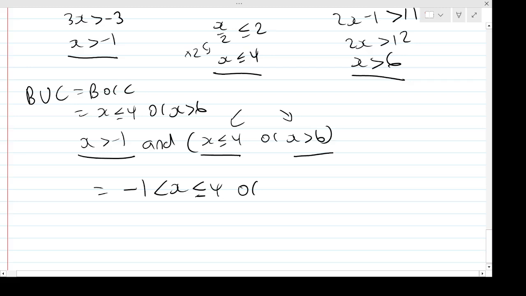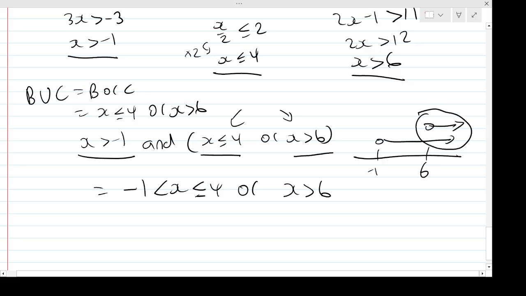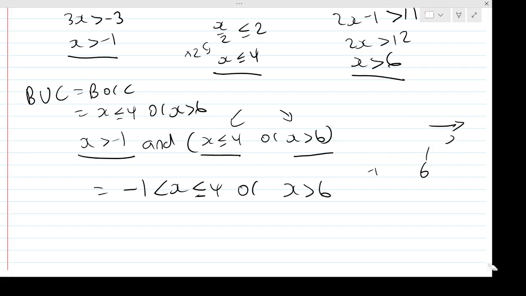If x is above minus 1, but x is also above 6, then we can just say x is above 6, right? Because if x is above 6, then by extension x has to be above minus 1. Think about the inequality, 6 and minus 1. The overlap is literally just when x is above 6. And there we are, we've got a nice inequality.